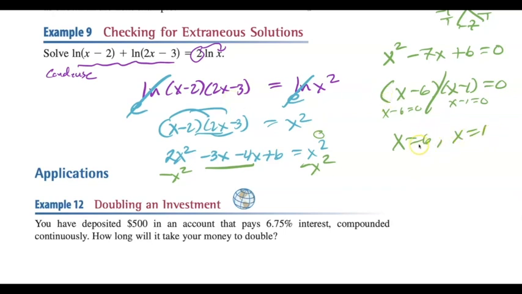Remember, we cannot get a negative when I have a log. If I plug x = 6 into here, I get 6 − 2 is 4. Good. Into here, 12 − 3 is 9. All good. We plug in 1. 1 − 2 is a negative 1.